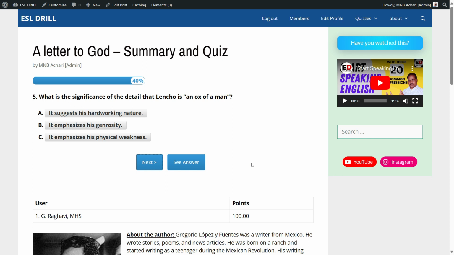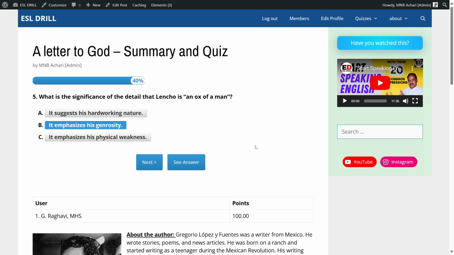Number 5. What is the significance of the detail that Lencho is an ox of a man? Now here the writer says Lencho is an ox of a man. Now this is metaphorically said. I think we'll get into the details with the answers. It suggests his hardworking nature. Lencho is an ox of a man. What does it suggest? It suggests his hardworking nature.